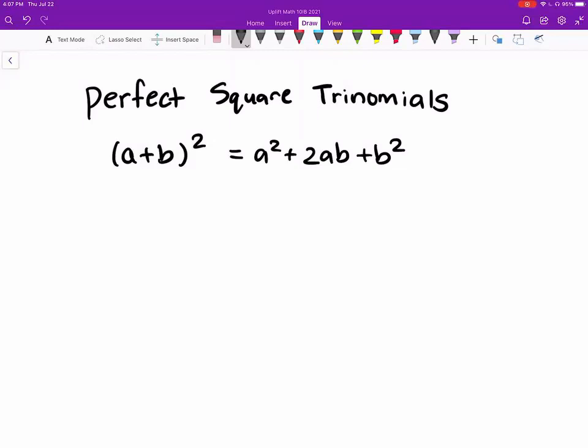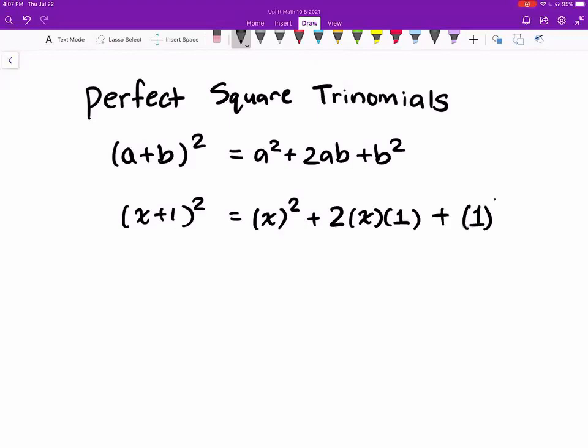So we can do a little example. If we have something like x plus 1 squared, instead of FOILing that out, we could use the formula above. We could replace a with x, so we get x squared, and then plus 2 times x times 1, and then plus 1 squared. So that's an easy way of simplifying it. And in the end, we get x squared plus 2x plus 1.